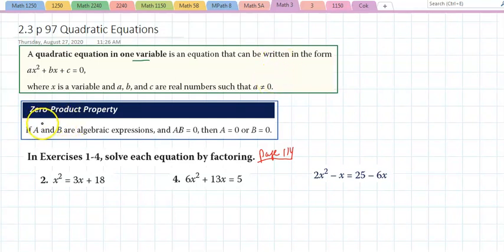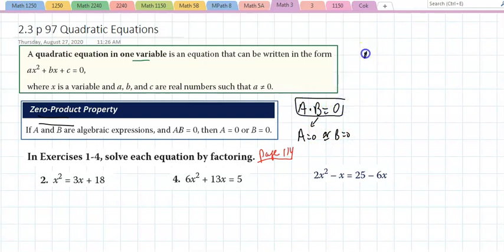And we have a zero product property. It says if A and B are algebraic expressions, if you take A times B and get it to be 0, then A would equal 0 or B would equal 0. That's why multiplication is so important.